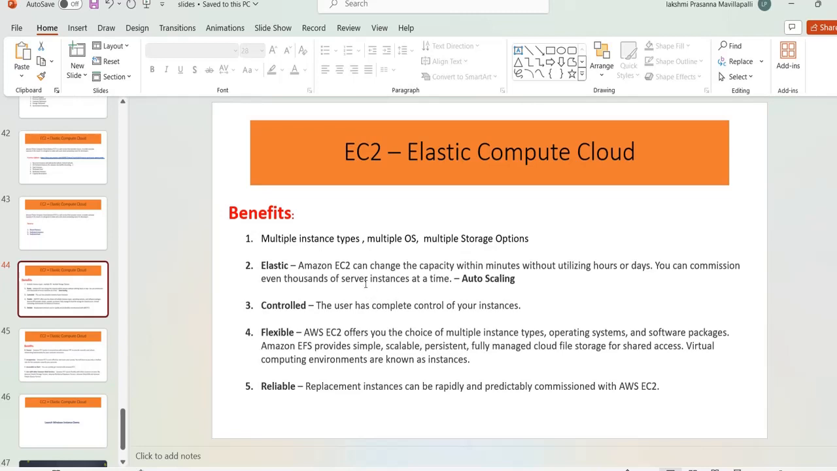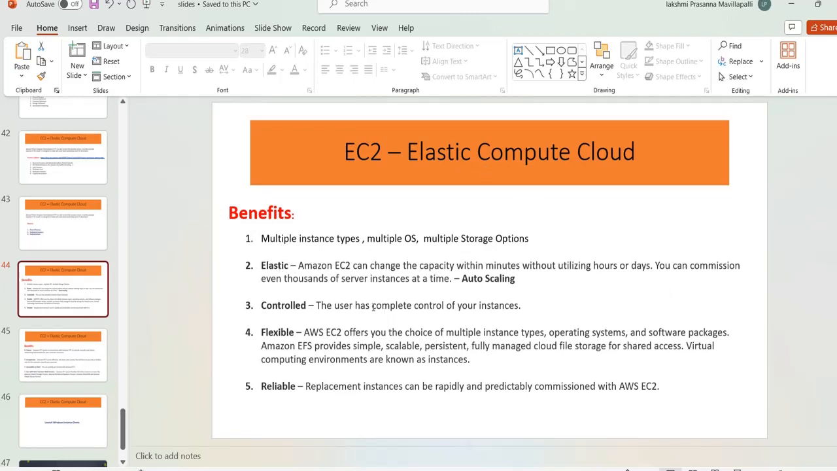But in EC2, you can launch your EC2 instance or create any virtual machine within minutes. We will be seeing that in our next video. Okay, it will take just a span of minutes, without utilizing hours or days. So it will be easy. So that is why it is elastic. That is also one benefit.